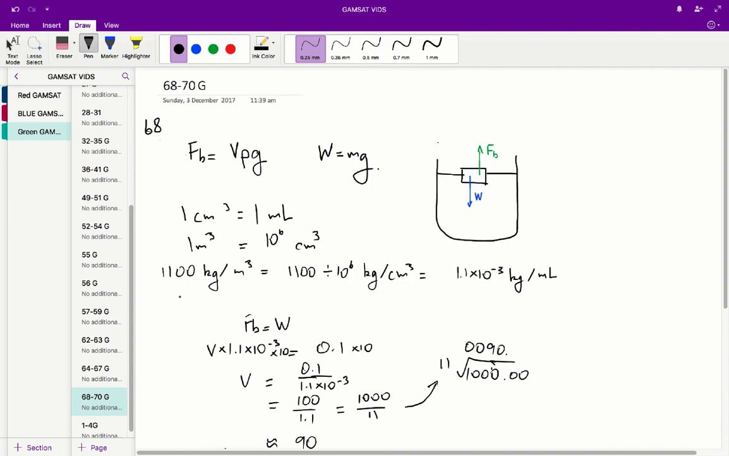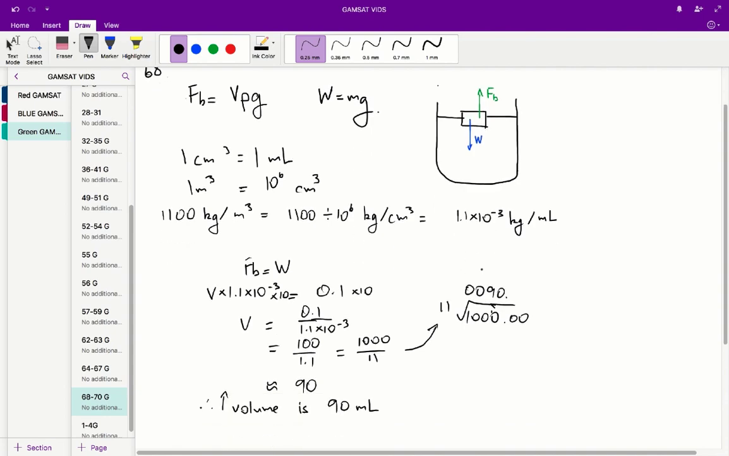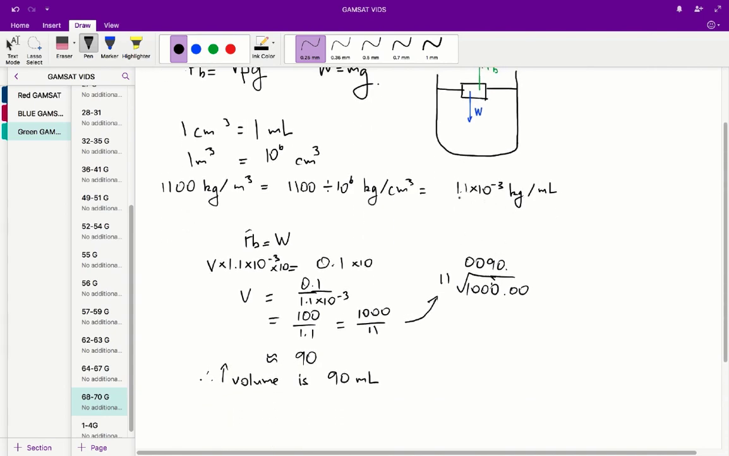is kilograms per mil. So in order to convert our brine density from 1,100 kilograms per meter cubed, we have to first convert it into centimeters cubed. We do that by dividing by 10 to the power of 6. And so we now have 1,100 divided by 10 to the power of 6 kilograms per centimeter cubed, which is equal to 1.1 times 10 to the negative 3 kilograms per mil. So our density of the brine solution is 1.1 times 10 to the negative 3 kilograms per mil.